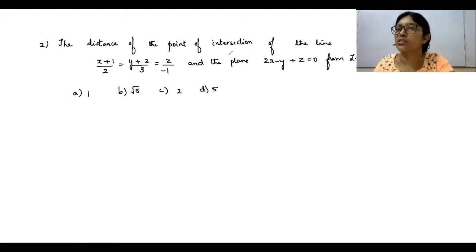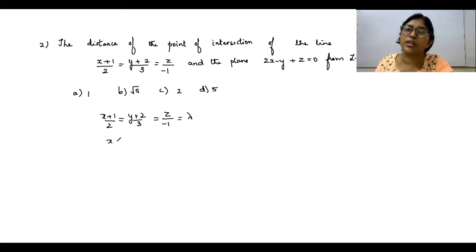The question is the distance of the point of intersection of line and plane from the z-axis. So first we have to find the point of intersection. This is again a question of three-dimensional geometry. So to find the point of intersection, let us use the line and find the general point of the line. So this is z upon minus 1, which is equal to say lambda. So x is minus 1 plus 2 lambda, y is minus 2 plus 3 lambda, and z is minus lambda.